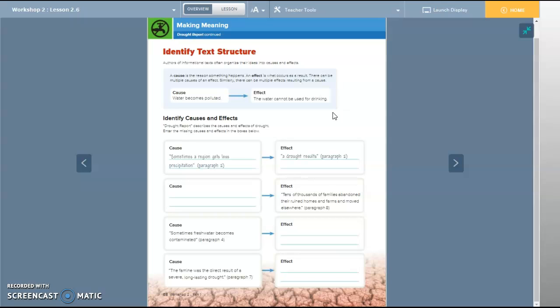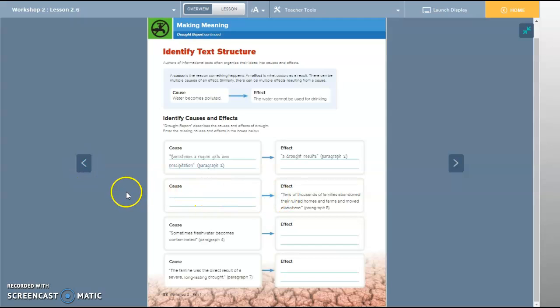Sometimes a region gets less precipitation. It was in paragraph 2. When there's less precipitation, what's the effect of that? A drought results. Down here they give you the effect, and they want you to come up with the cause. Tens of thousands of families abandoned their ruined homes and farms and moved elsewhere. They say this is in paragraph 8. So we need to go find the cause.